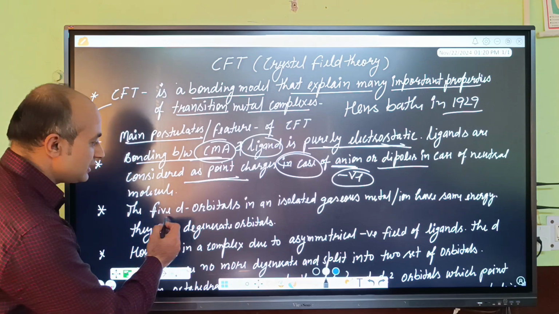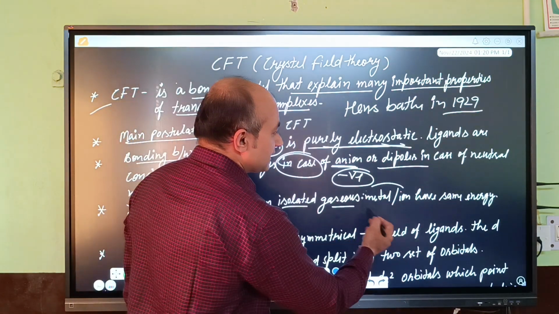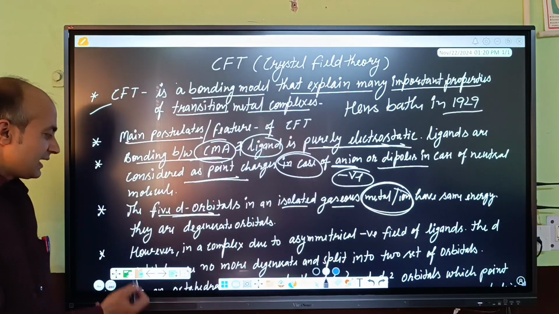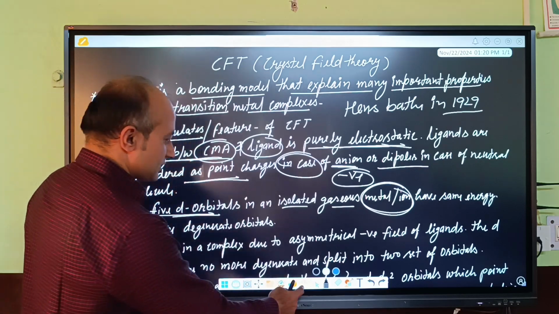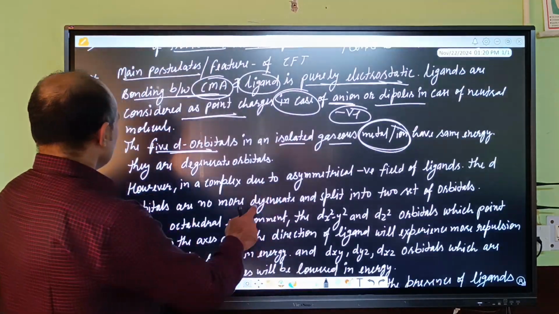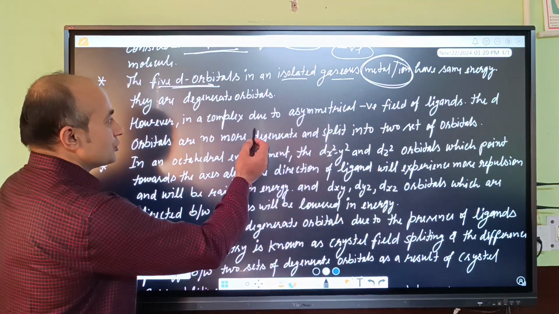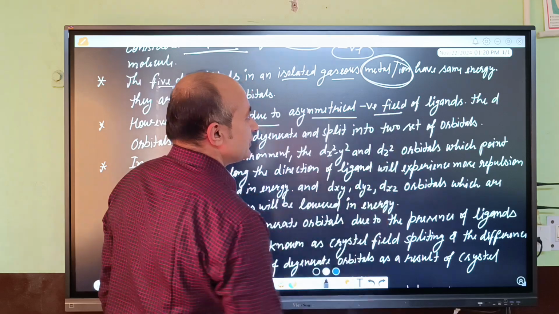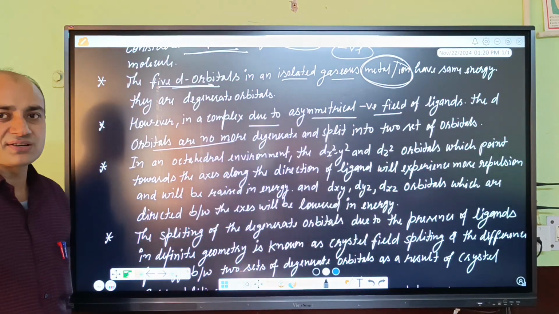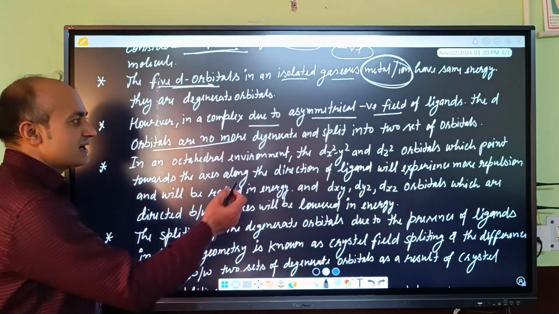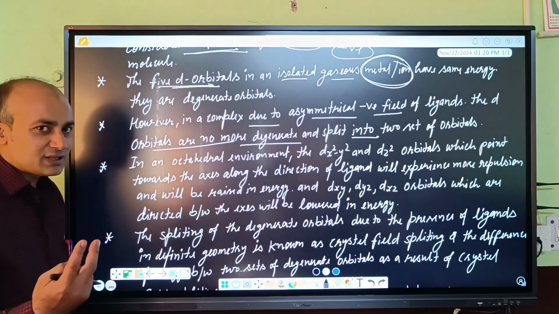The 5 d orbitals of an isolated gaseous metal or ion have the same energy, also called degenerate orbitals. However, in a complex, due to the asymmetrical negative field of the ligands, the d orbitals are no more degenerate and split into two sets of orbitals.